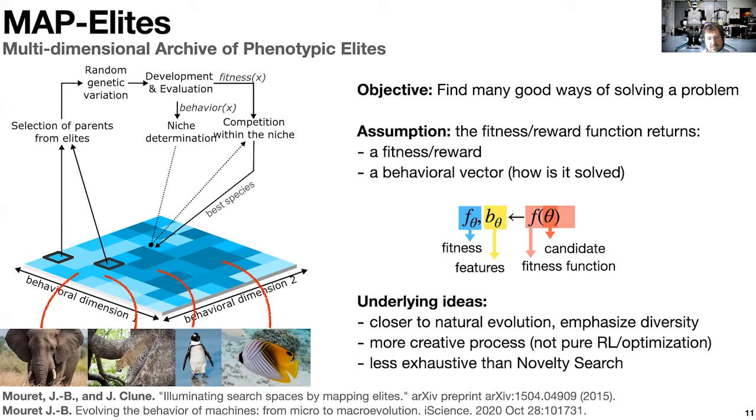Using this behavior, we determine the niche, and then there is a competition. We look at the fitness of the individual that is already in this niche. And if the new individual is better, then we replace the current individual, the current species, by the new one. And if it's worse, then we just discard the newly created species. So this is, in my mind, much closer to natural evolution, but it's still a very simple algorithm. I mean, it's just a small modification. And somehow it's less exhaustive than novelty search. It's not trying to only explore, it's trying to find good solutions. So it's still guided by the reward, but it's doing things a bit differently.